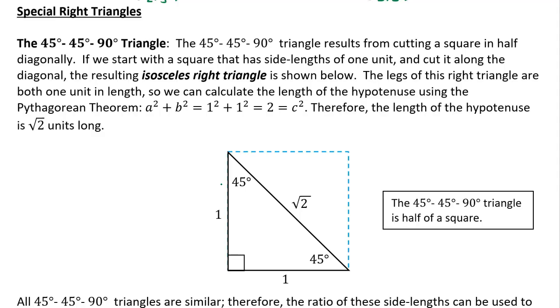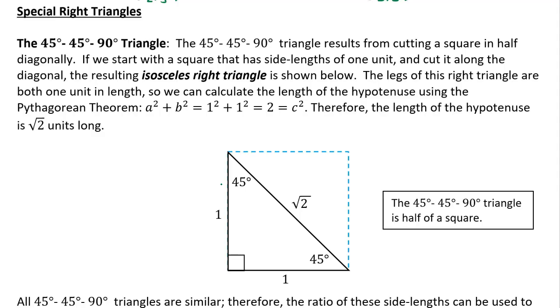So it's also the isosceles right triangle, right? Because if you cut a square in half, a square has all equal sides. And if you cut it in half diagonally, you'll end up with a right triangle where the two legs are equal length.